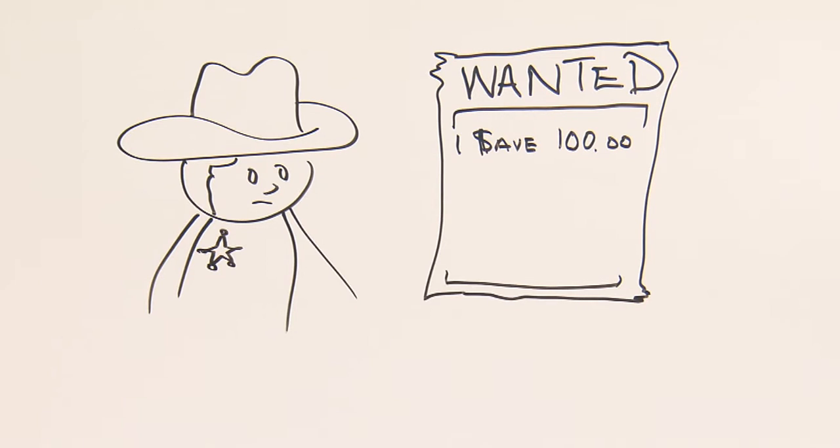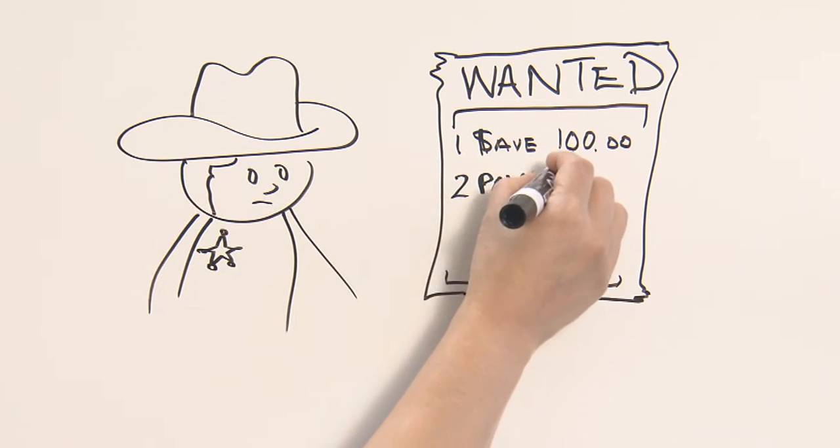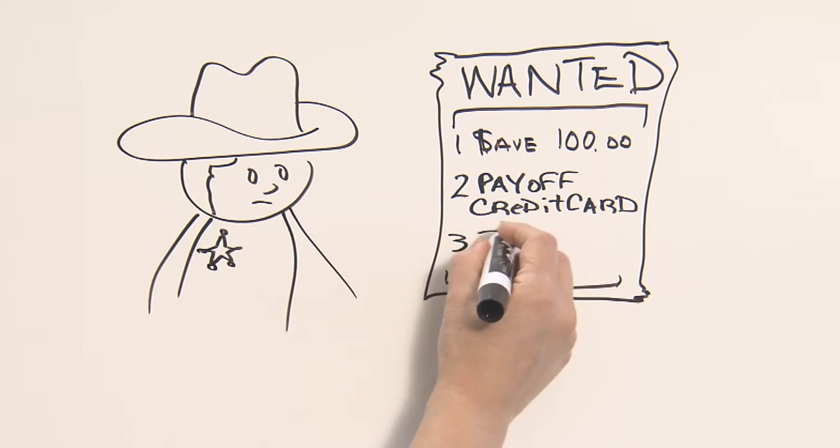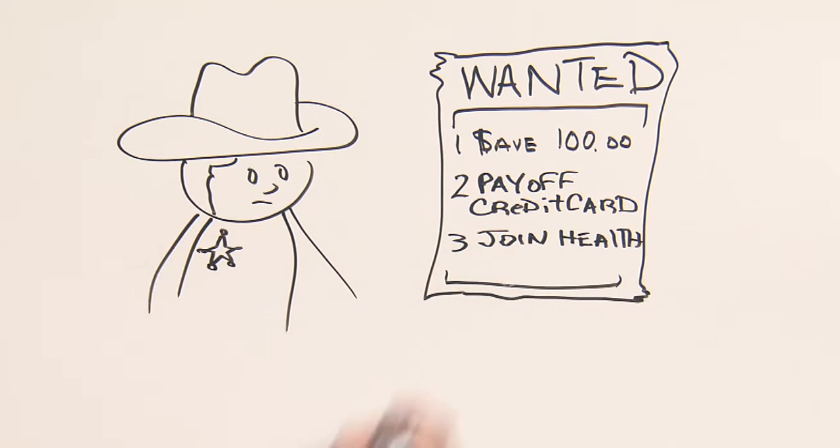I want to save $100 a month. I want to pay off my credit card in 18 months. I want to take $50 of what I spend each month on junk food and join a health club.